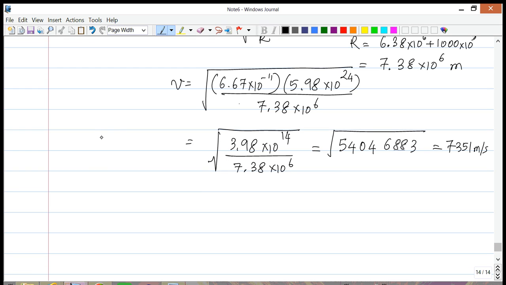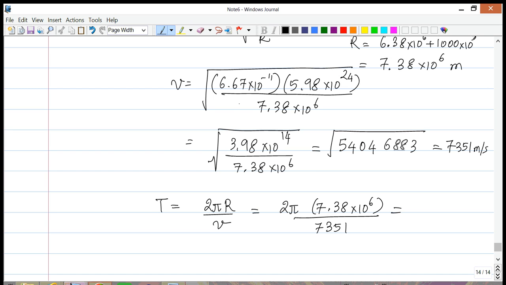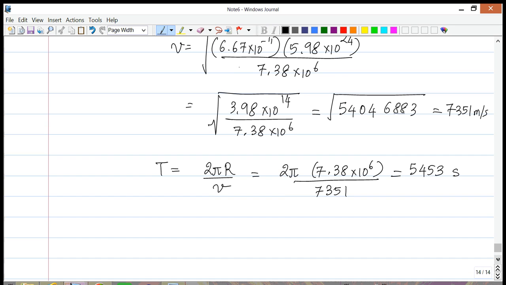Once we have the speed, we can find the time period using the relation T is equal to the circumference divided by the speed. The circumference is equal to 2 pi times 6.38, my mistake, 7.38 times 10 to the 6, divided by the speed, which is 7351, and you end up getting 5453 seconds. You can convert this to hours, and it'll be about an hour and a half or something like that. Great.